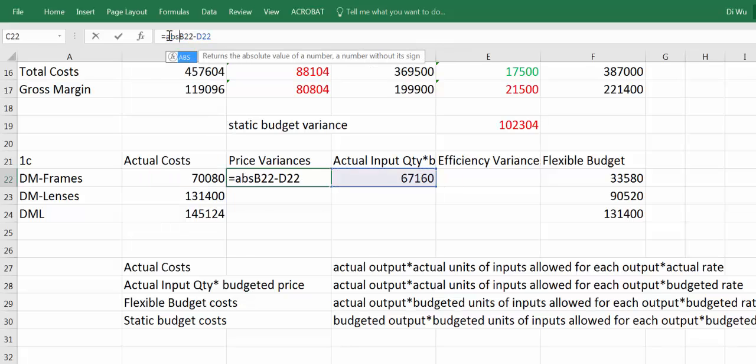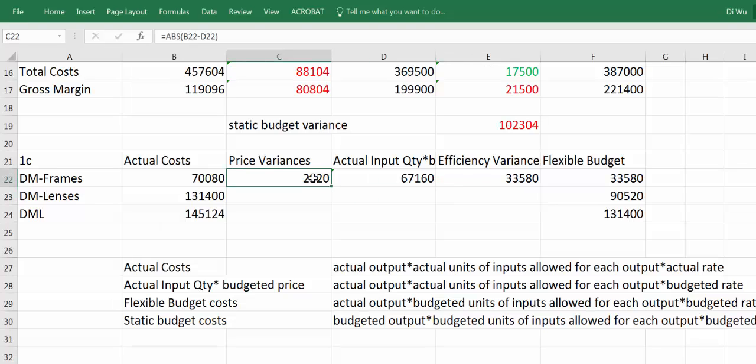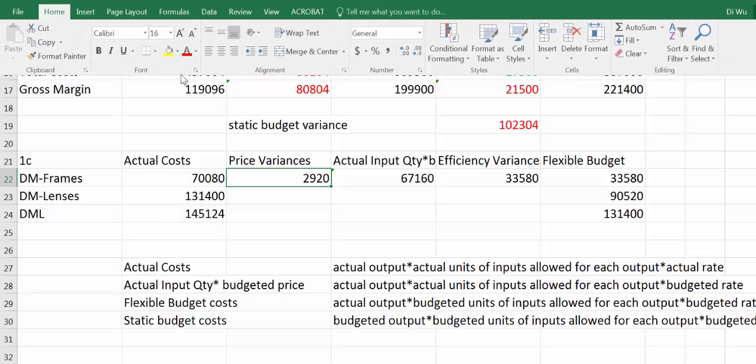Okay, so I'm going to use ABS here, and same here, I'm going to use ABS there. Perfect. So now I have two numbers ready. One is 2,920, one is 33,580. So you can see that the actual DM frames cost more than the actual input quantity times budgeted price. This number is due to the price. Why? This is 2.4, this is 2.3. So definitely this means unfavorable, because it costs more.